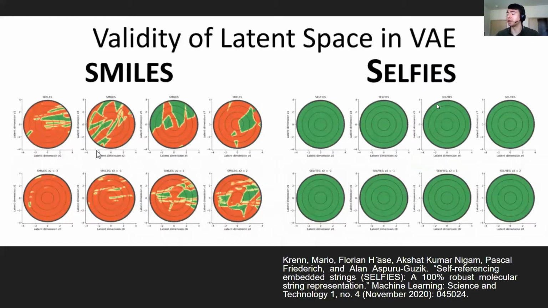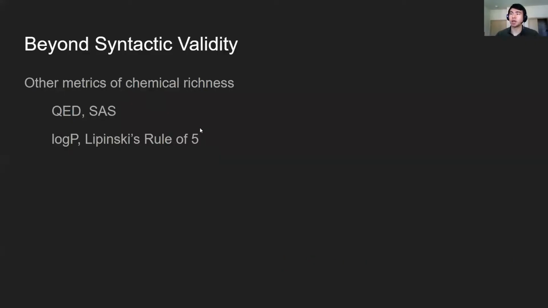So 100% validity always. That gives us the luxury of looking at other metrics of chemical richness. So QED, SAS, those are measures of drug likeness and synthesizability. Typically, you need to train a model to sort of predict that. So what is a little more useful is log-P and Lipinski's rule of five, which are chemistry-specific domain metrics that can be hard-coded and used to evaluate some of this for chemical richness and usefulness for drug discovery.